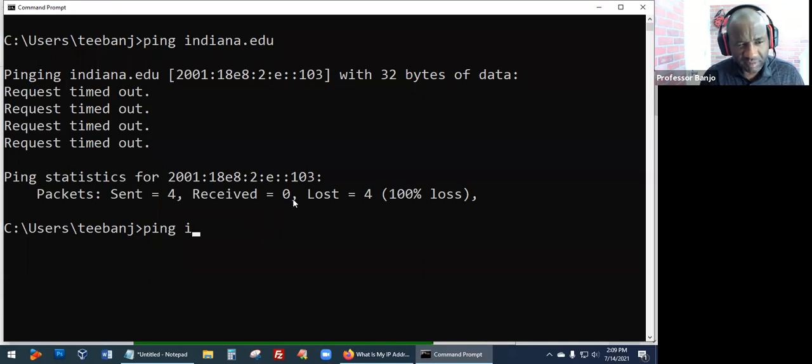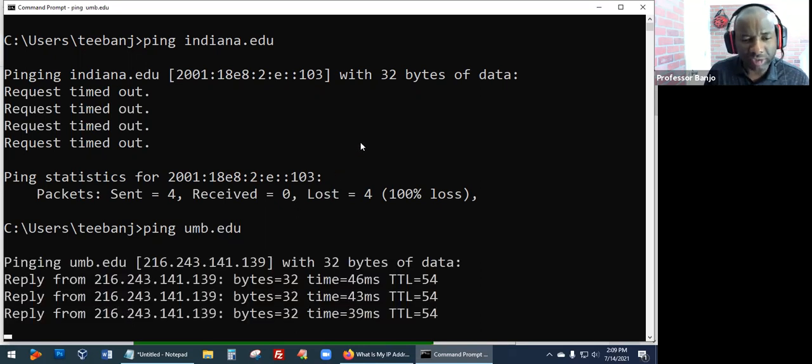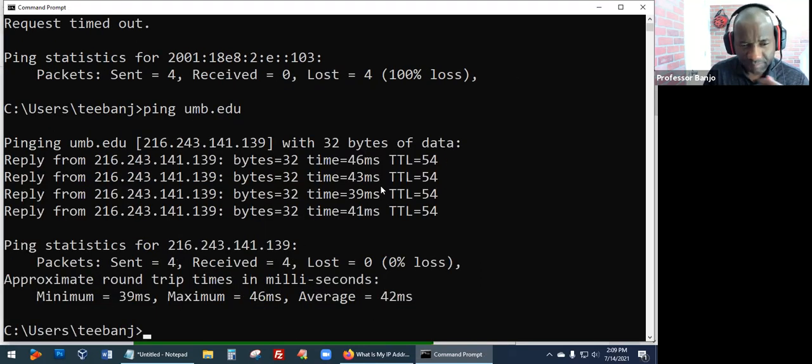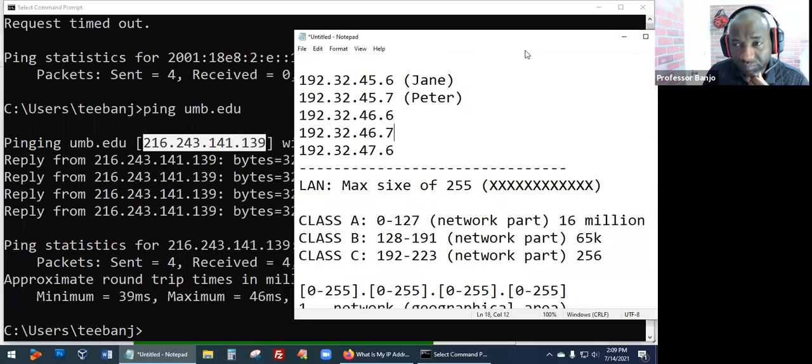Let's try UMass Boston, umb.edu. Okay, now look at UMass Boston. It is 216.243.14.139. So what is that? What class does it fall under? It falls under class C, because of the 216, that is class C.